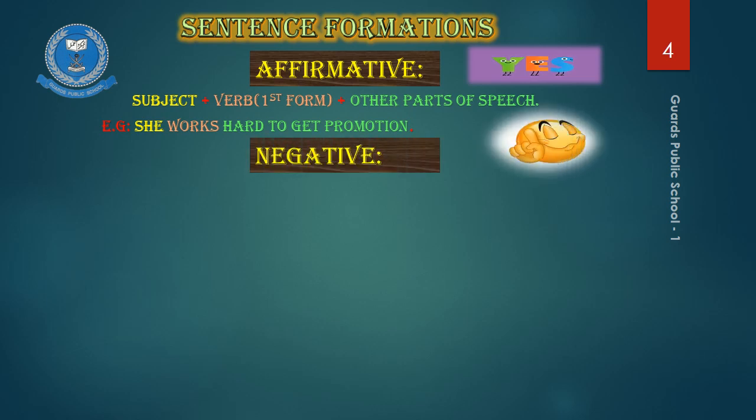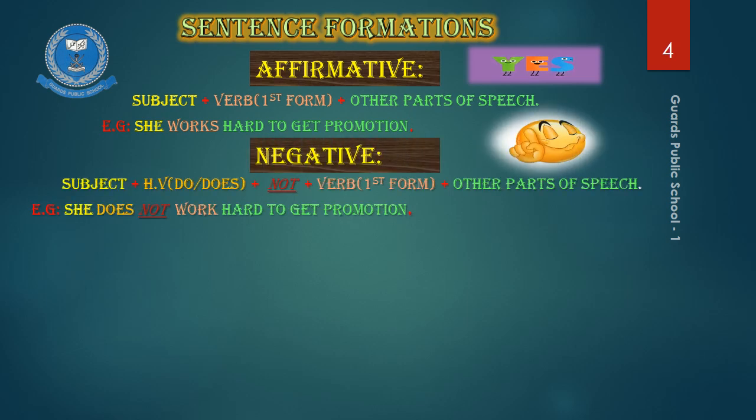For negative form, we have a subject, a helping verb, that is to say, do with a plural subject or does with a singular subject. The word not, then the verb in the first form and the other parts of speech. For example, she does not work hard to get promotion.